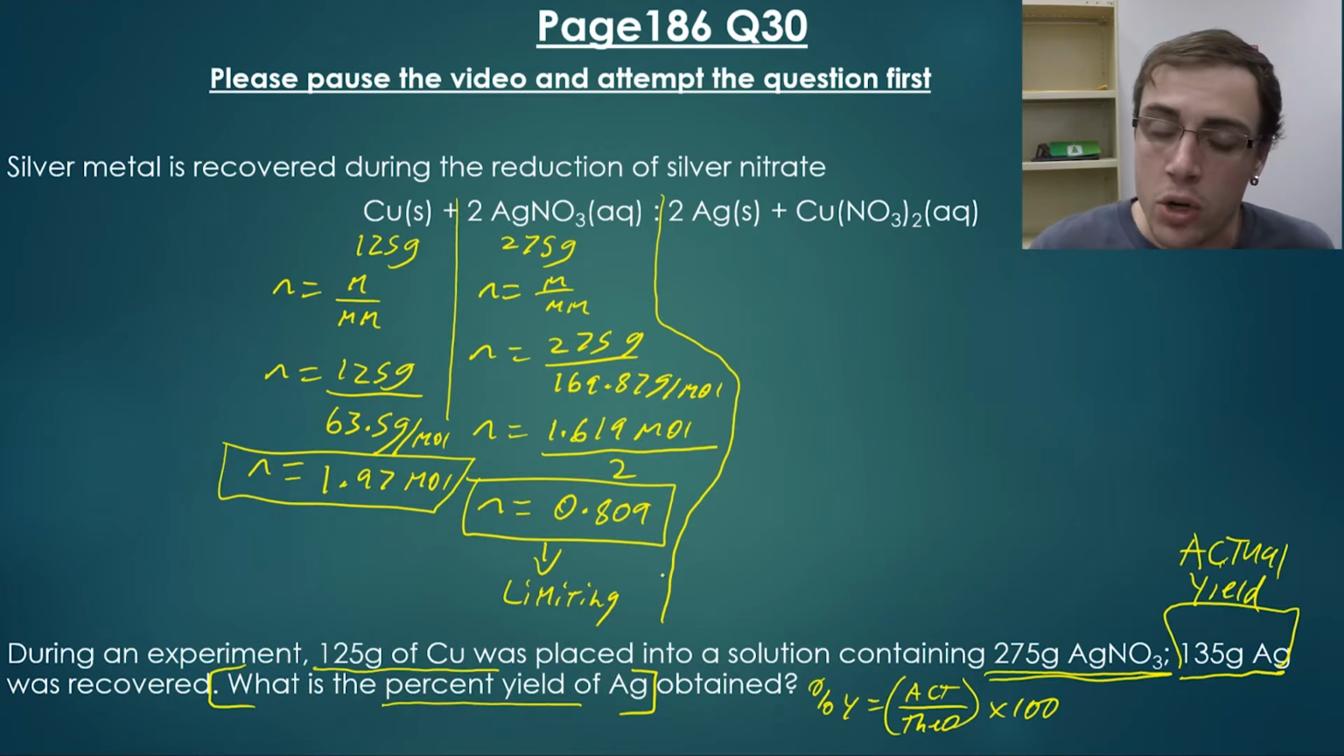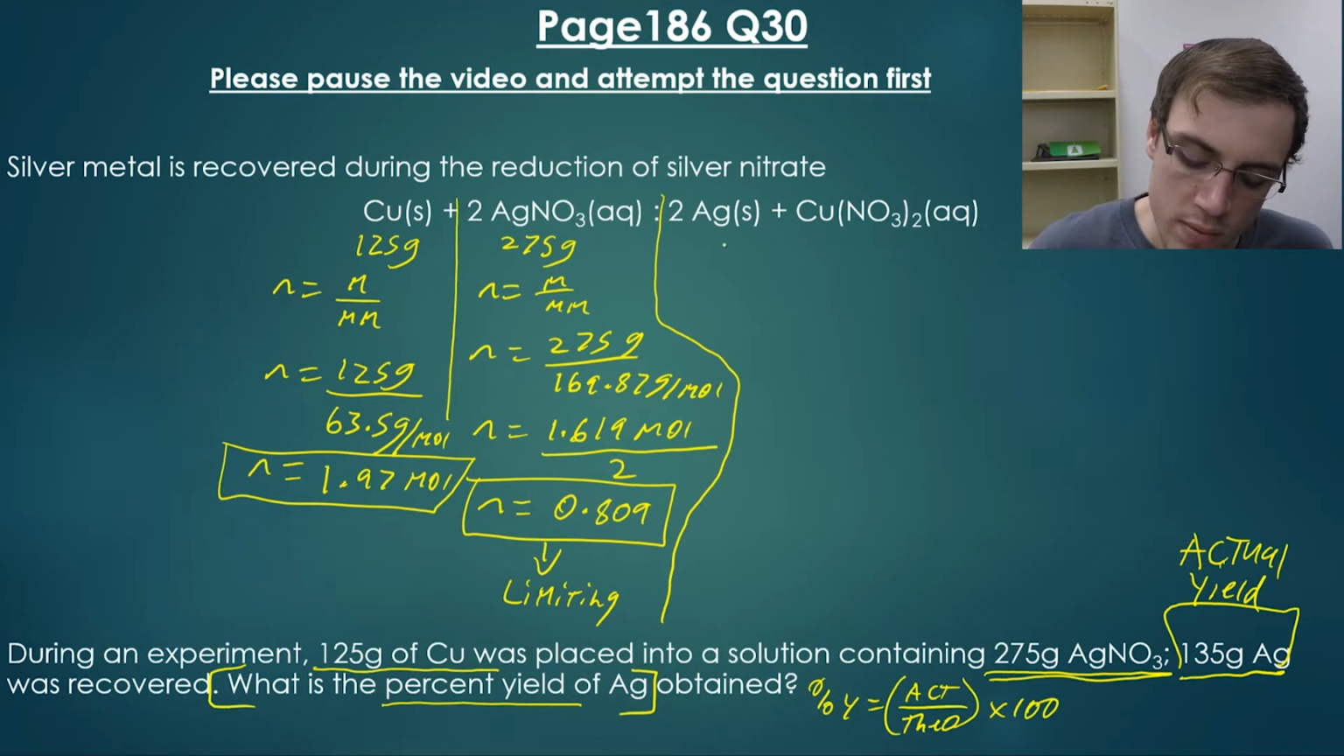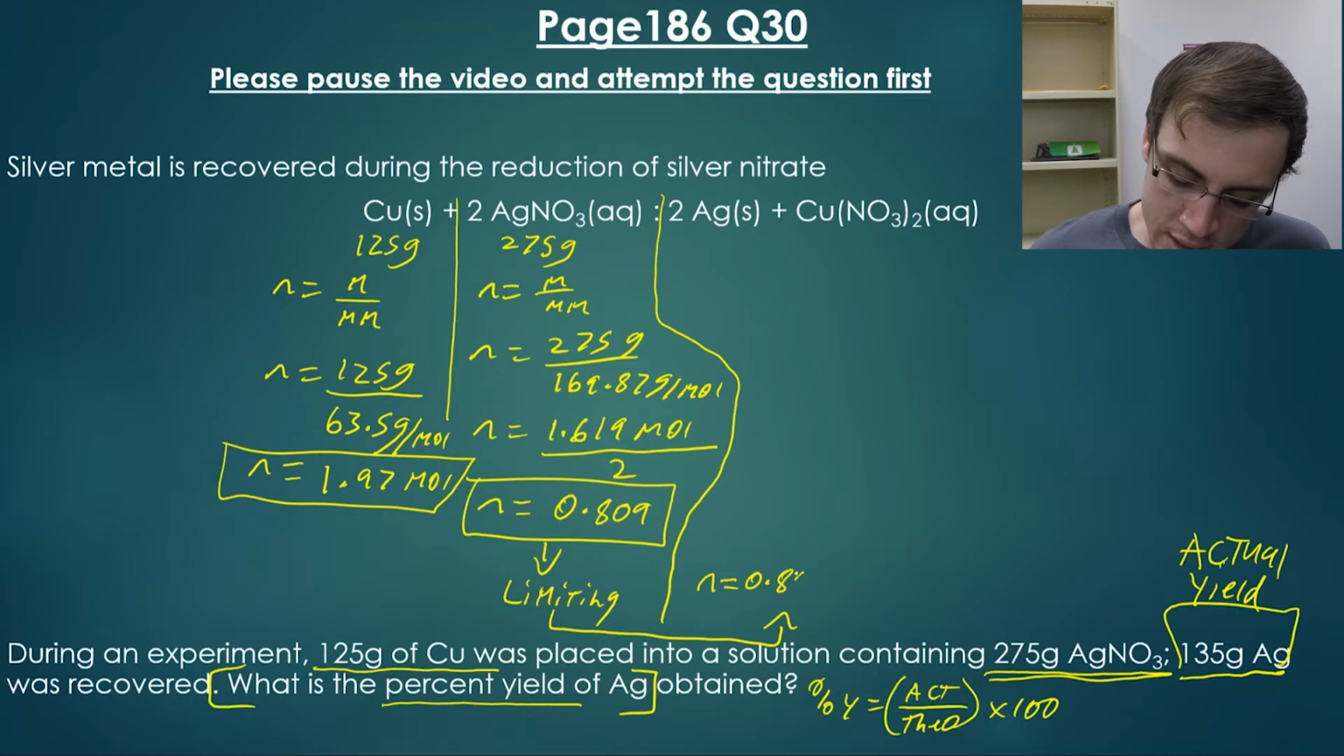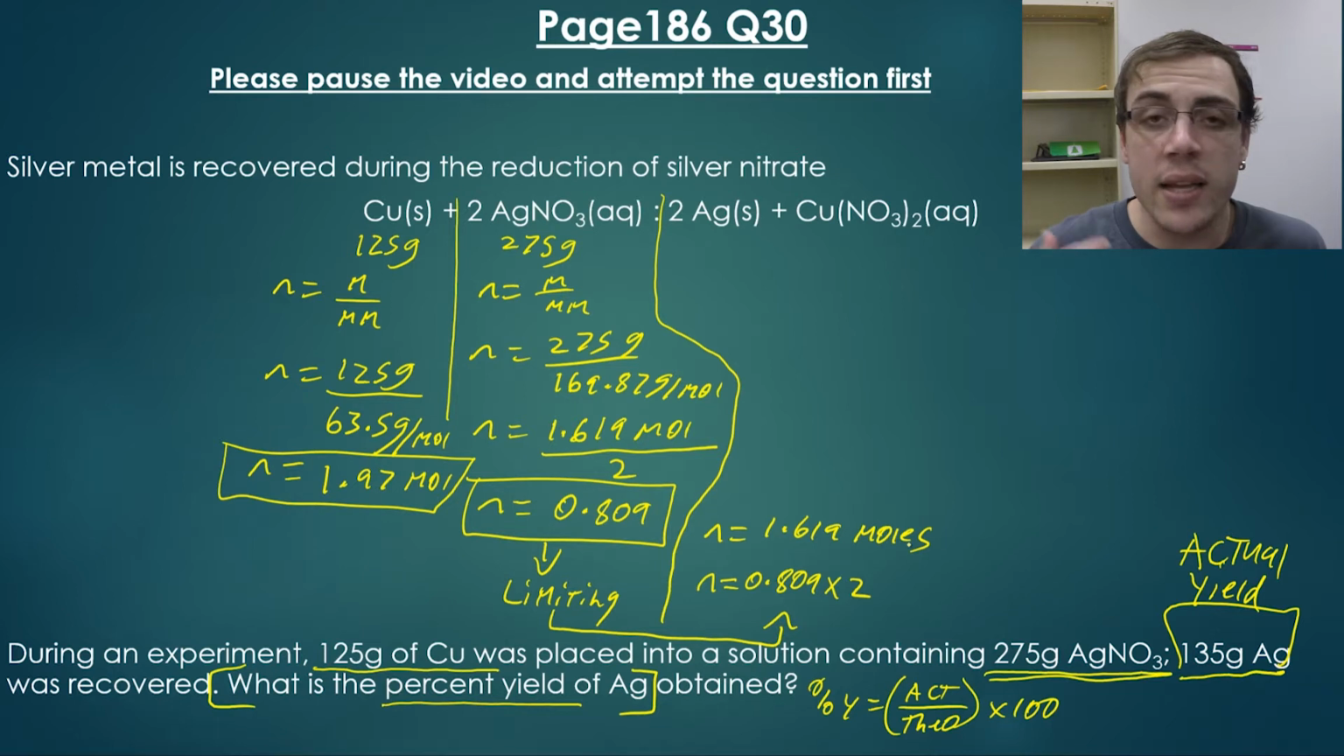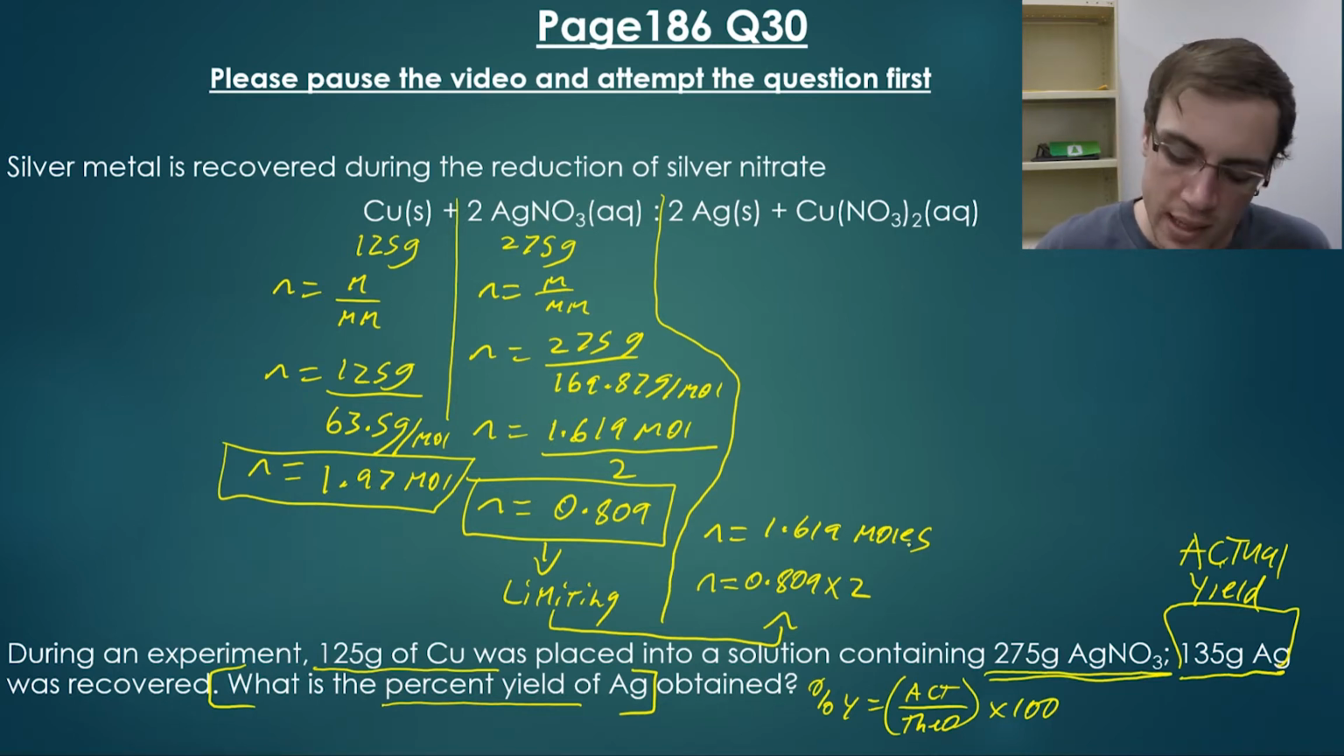Now, our goal, what we want to do is, we want to determine the mass of silver. So we know that the number of moles of silver is going to be 0.809. Now, because of the coefficient here, so this has a 2, we now need to multiply this by 2. That will give us 1.619 moles. Now we work our way back to mass using moles, mass, molar mass.